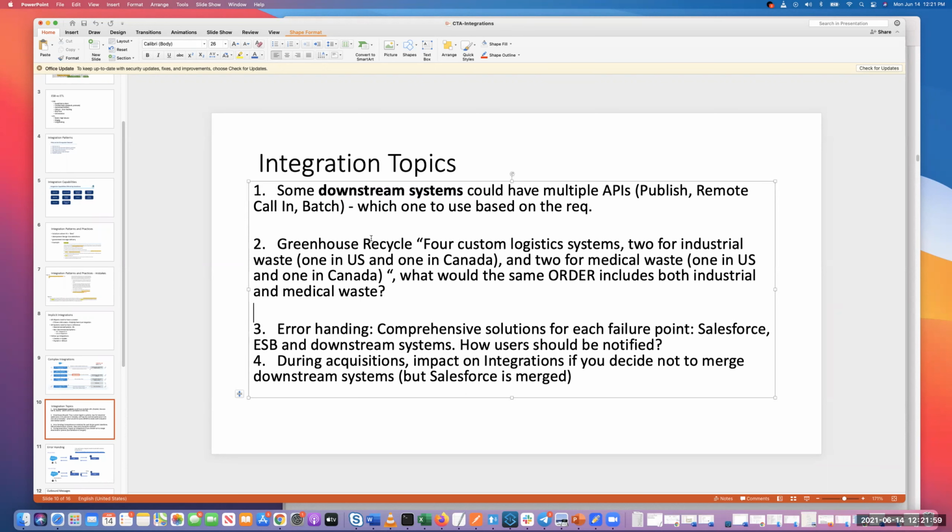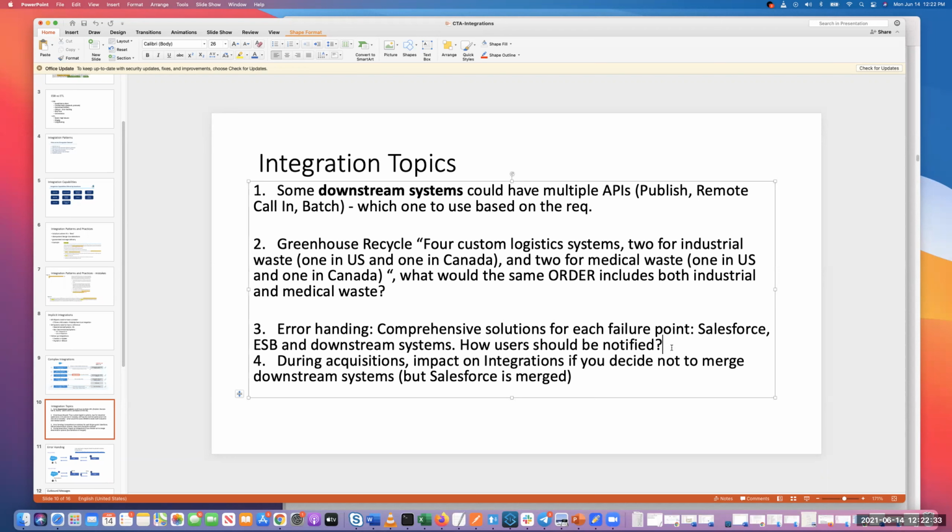Also, if we look at Greenhouse Recycle, they have two ERPs, right? Multiple ERPs. There's one for medical waste and one for industrial. What if you have one order with both, right? So there's an orchestration involved where you have to split the order, and then what happens if one of the industrial items is not available? How are we going to handle that integration? So just think about this solution a bit in depth, right?